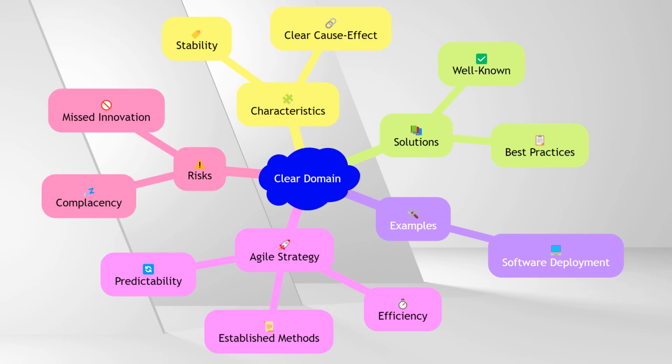This domain is characterized by stability and clear cause and effect relationships. Best practices are applicable here, and decision-making is straightforward. For example, following a well-documented process for software deployment falls into this category. In agile strategy, the clear domain allows teams to rely on established methods and procedures, ensuring efficiency and predictability.